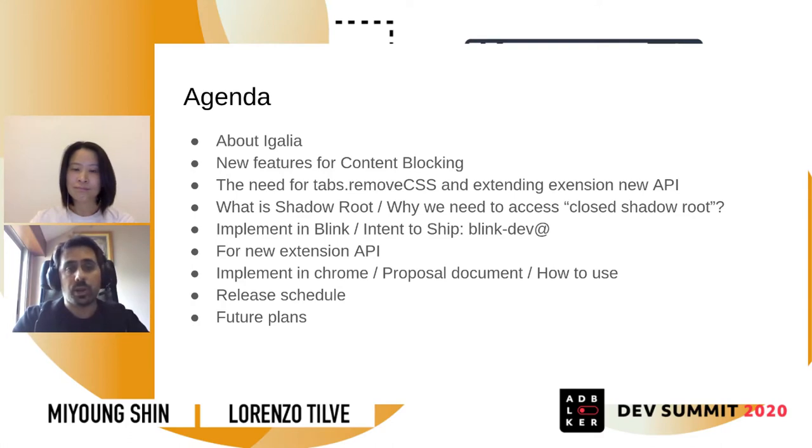And we will be focusing on a couple of them, specifically adding a remove CSS API in order to interact with the injection of style sheets into the extension API. And my colleague Shin will be explaining in detail the whole process to have access to closed shadow root and what was changed to add a new API to access that. And we will be talking about the status of those functionalities and more ongoing work and what has been happening in this regard.